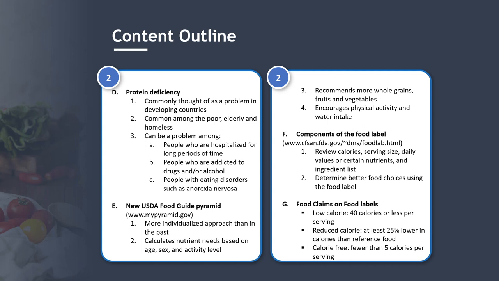The new USDA Food Guide Pyramid, from mypyramid.gov. It is a more individual approach than in the past. Calculates nutrient needs based on age, sex, and activity level. It recommends more whole grains, fruits and vegetables, and encourages physical activity and water intake.